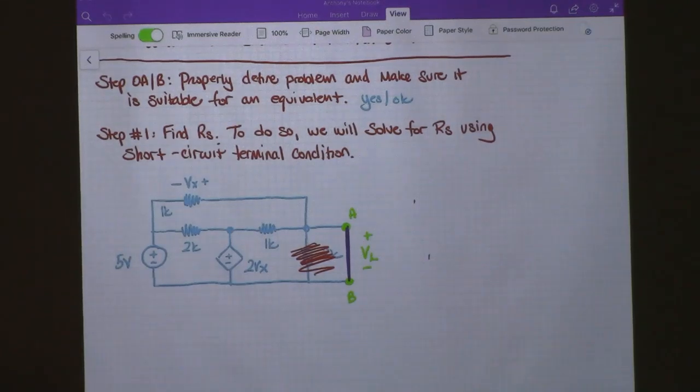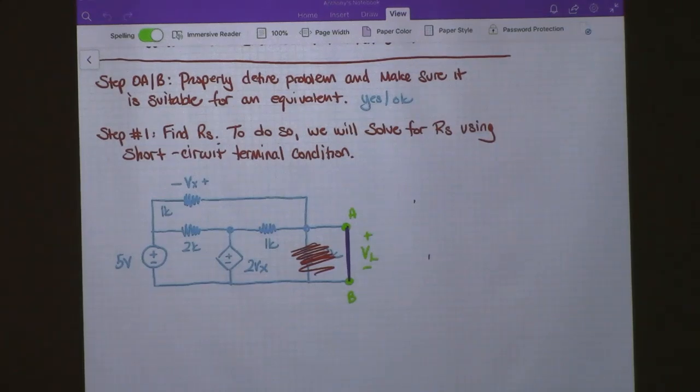And so what I'm going to do, we can do these in any order we want. For the purposes of explanation, I was saying that we should do VTH, the open circuit test, first, but in reality, you can't calculate RS till you have both the values. So we'll go ahead and do the short circuit test first.